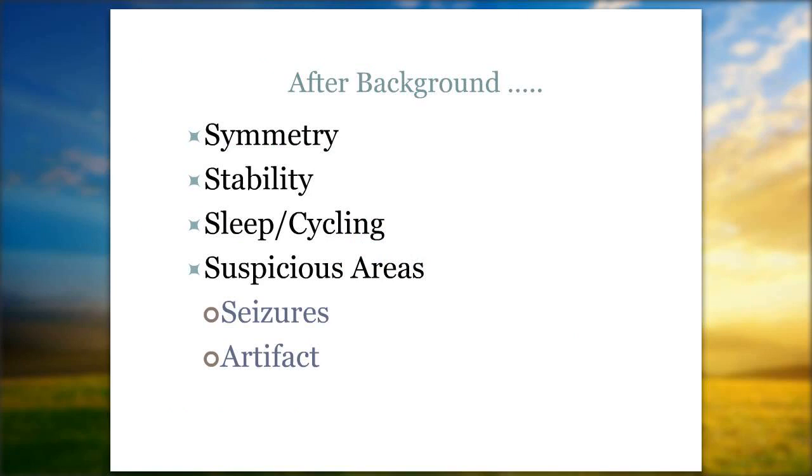So that pretty much sums up all the ways that you can begin to classify the background pattern of your aEEG. Again, that's the overall strength of the brain or the overall organization of the brain. And after we've looked at that, we can now make a little bit of a deeper dive and look into some of the other characteristics of the aEEG. We're going to go through each of these in a little bit more detail. We're going to look at symmetry, stability, sleep cycling, and suspicious areas or seizures.